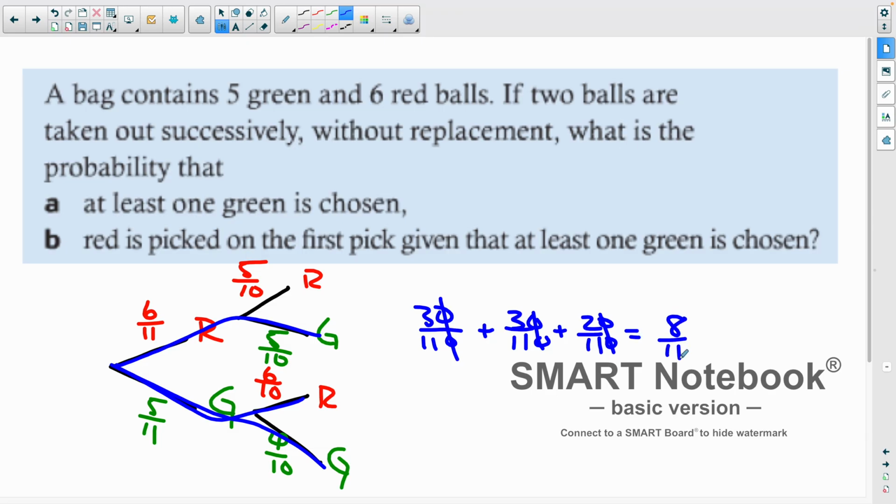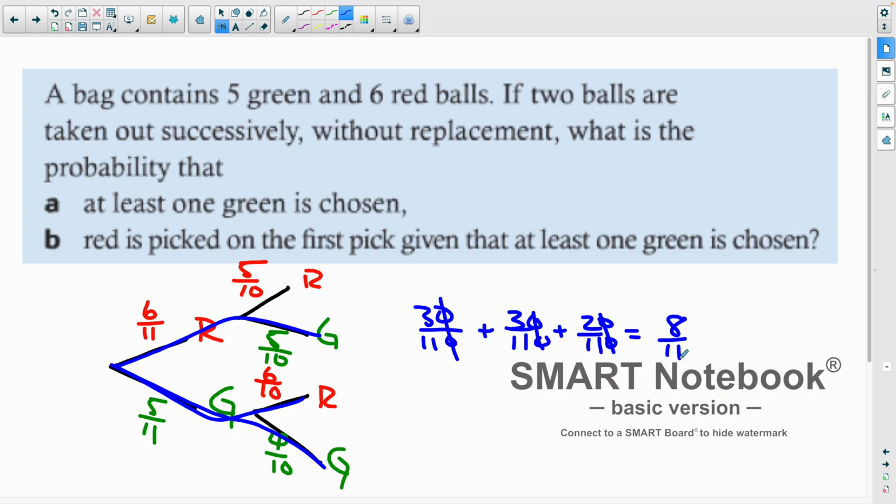Coach Russ, can you show the last one again? Say that again. The green green would be 20 out of 110. So that's 20 out of 110 or 2 11ths. Okay? Now, you could do this a different way. What's the only option that I don't want?